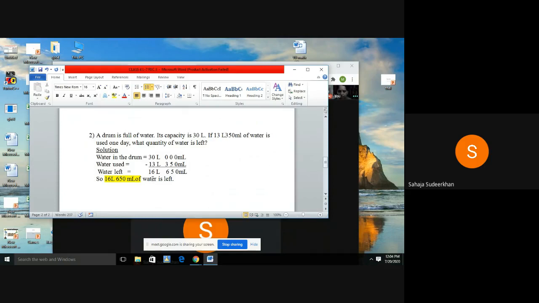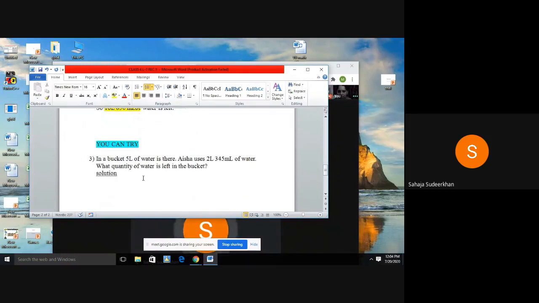Okay. Got it? Okay. And now one question for you. You can try this one also. In a bucket, 5 liter of water is there. 5 liters. See, there is no milliliter. You have to add 3 zeros. Okay. Aisha uses 2 liter 345 ml of water. Out of 5 liters, she uses this much. What quantity of water is left in the bucket?